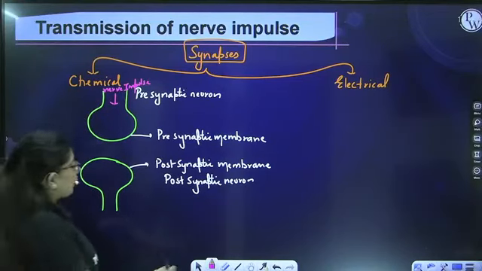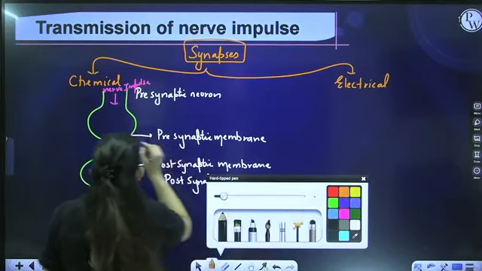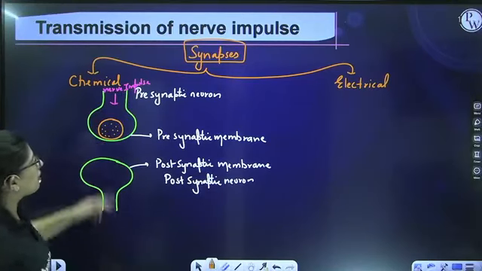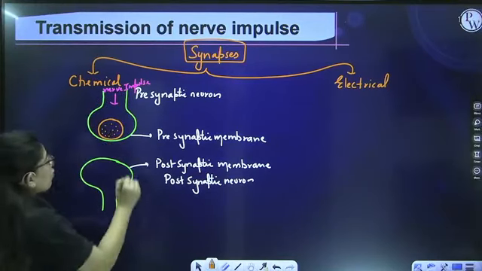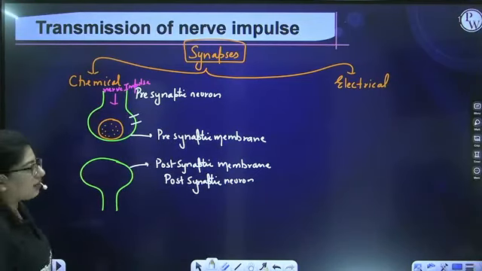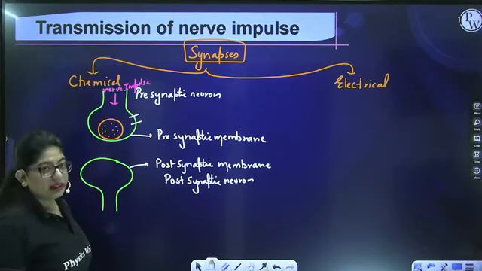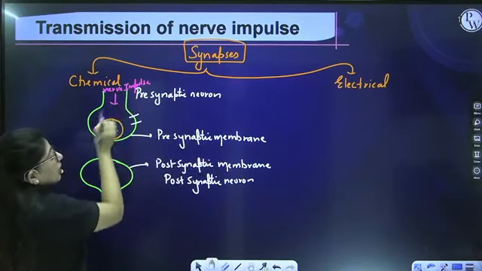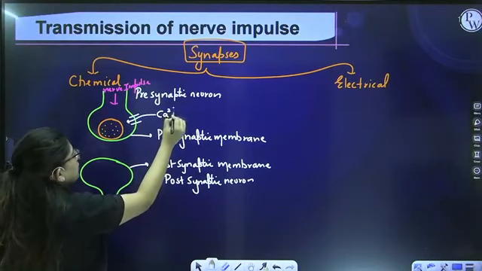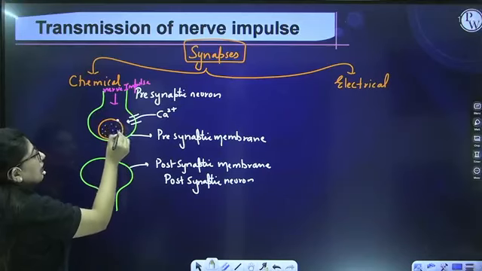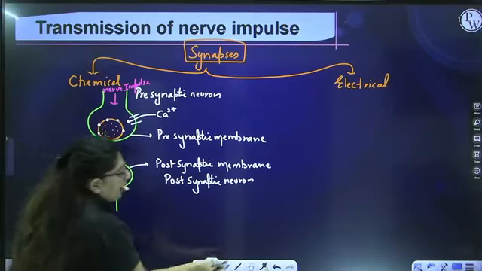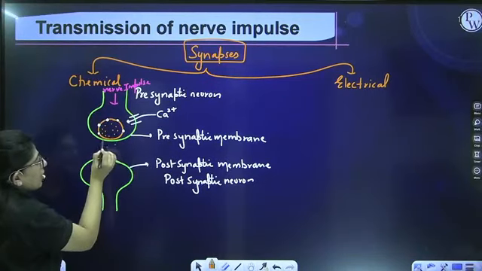Now what will happen? As you know, guys, some small vesicles are present here, known as synaptic vesicles. When the nerve impulse arises here, there is opening of calcium ion channels in the presynaptic membrane. Calcium ions will enter inside. And this will lead to fusion of the synaptic vesicle with the membrane, and this will release the neurotransmitter.